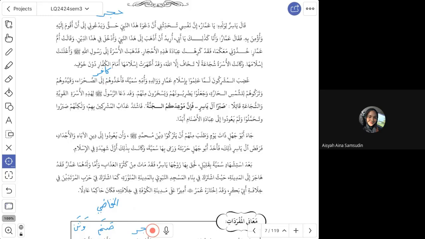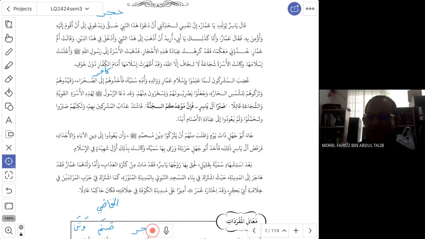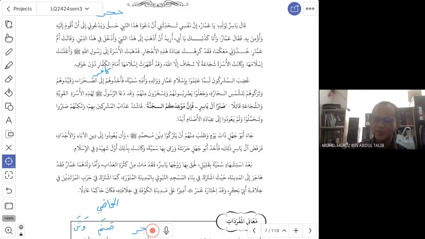Now, kanat usratu syuja'atan. So that is actually similar to the questions. We want another sentence that shows the usra is syuja'ah.